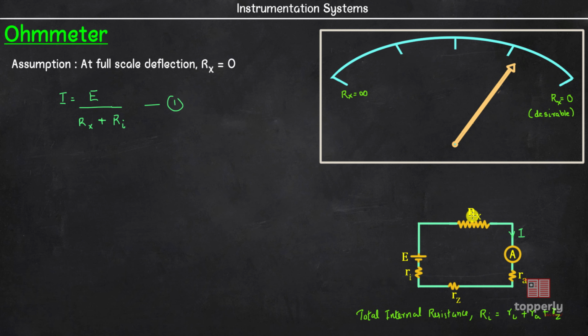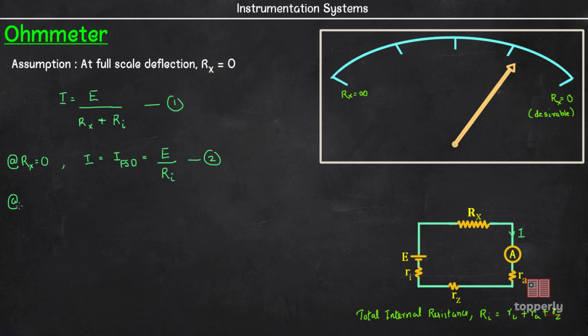Now when Rx is equal to 0, the pointer is at the extreme right of the scale. That is, the meter shows full scale deflection. So we can write at Rx equal to 0, we have I equal to I full scale deflection equal to E by Ri, because Rx is equal to 0. And let's name it as equation number 2.